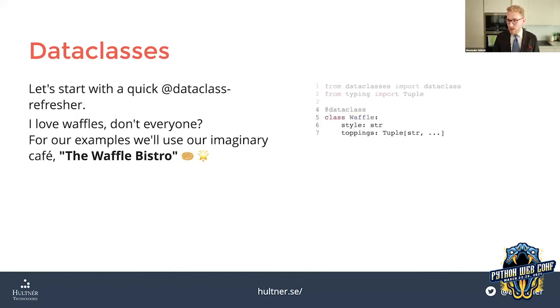So here we have our waffle data structure in the Waffle class. We have a style of waffle, for instance, is it a Swedish waffle or a Belgian waffle? And of course, no waffle is complete without toppings, so it's a tuple of strings as well. This is basically the minimal you can get away with to model this waffle.